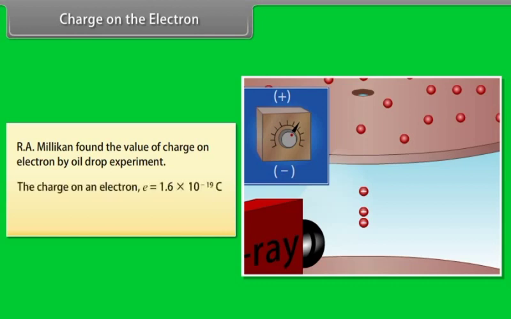Thus, the charge on an electron, e, is equal to 1.6 × 10^-19 coulomb. Mass of the electron, me, is equal to 9.31 × 10^-31 kilogram.